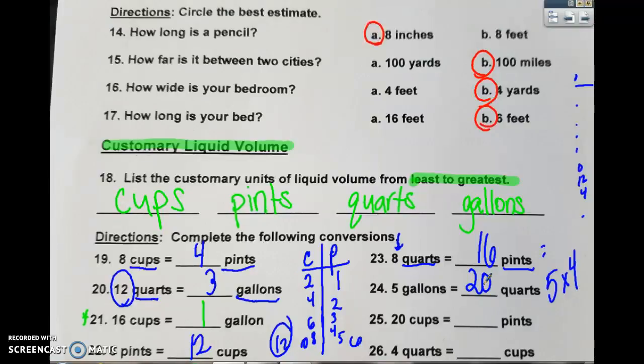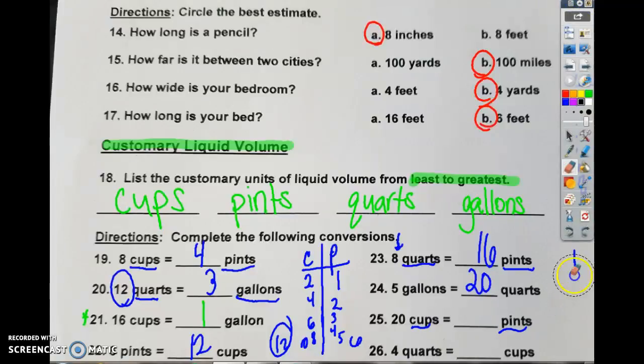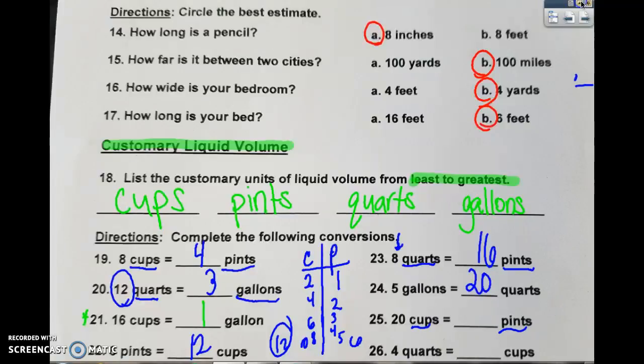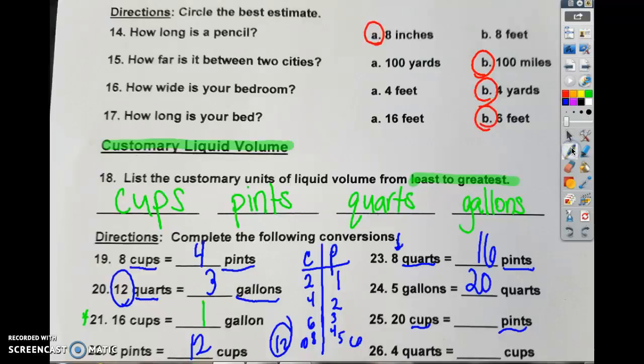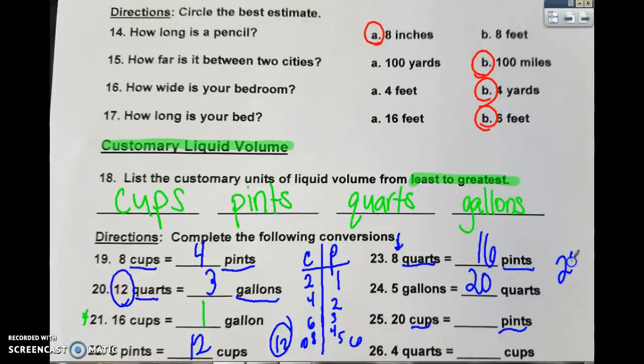Okay, 25. 20 cups equals blank pints. Here I'm going smaller to bigger. So I need to erase some of this for you. Smaller to bigger. So that means I'm dividing. So I'm dividing something with 20. I don't know what yet though, right?